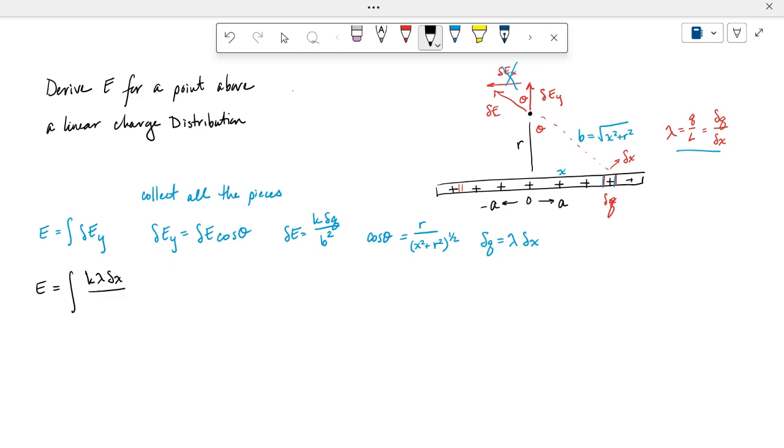So that over x squared plus r squared, because you would have to square that, times cosine of theta, but cosine of theta can be replaced with something else. And that can be replaced with that whole r over x squared plus r squared to the 1/2.